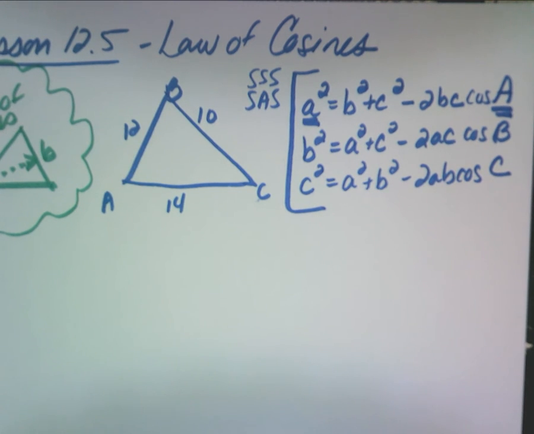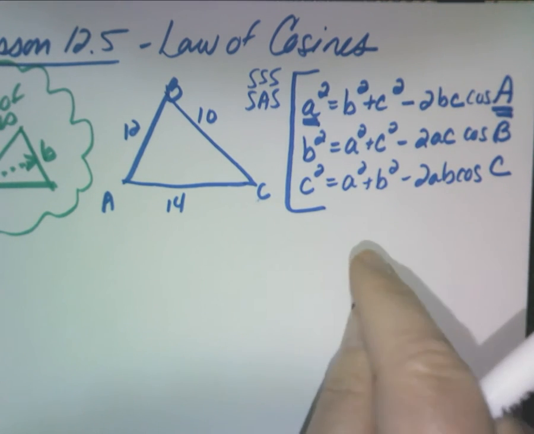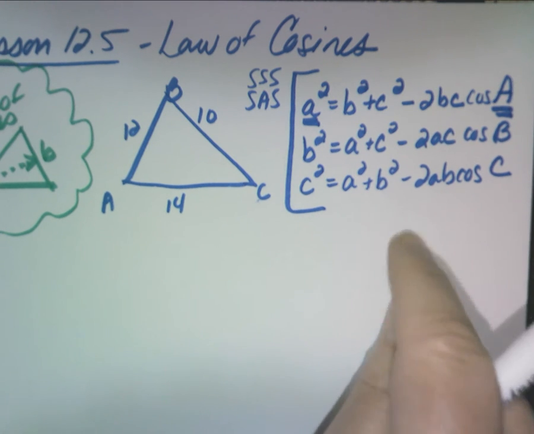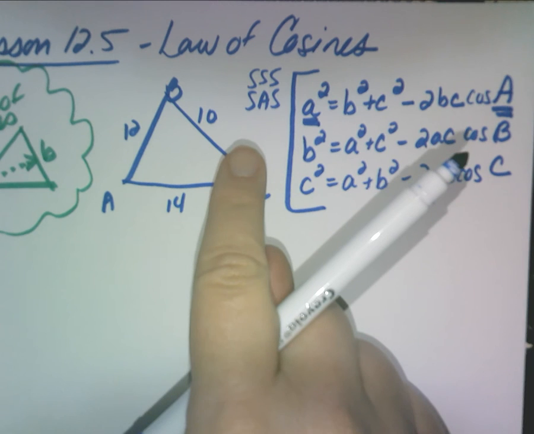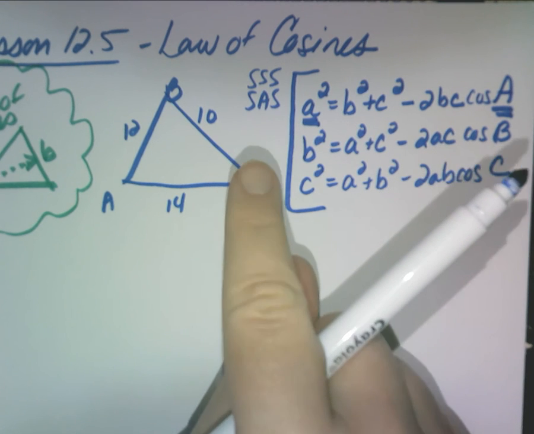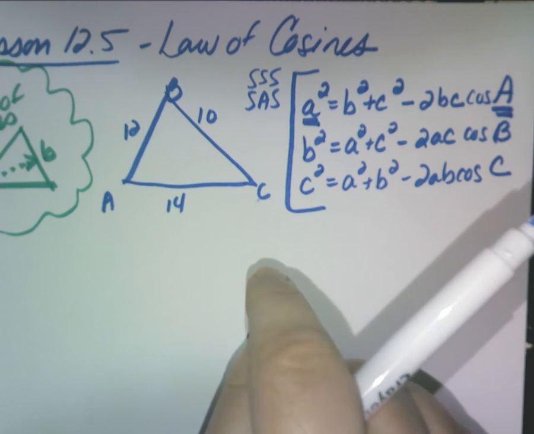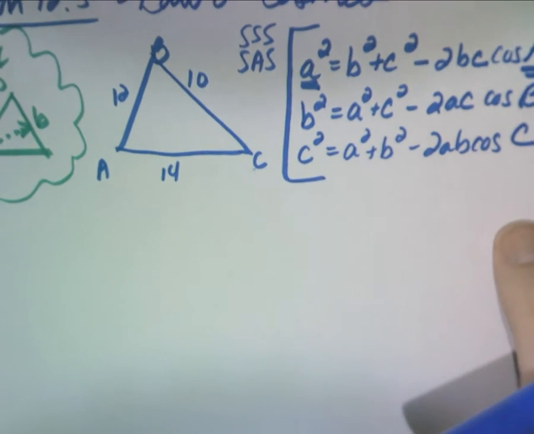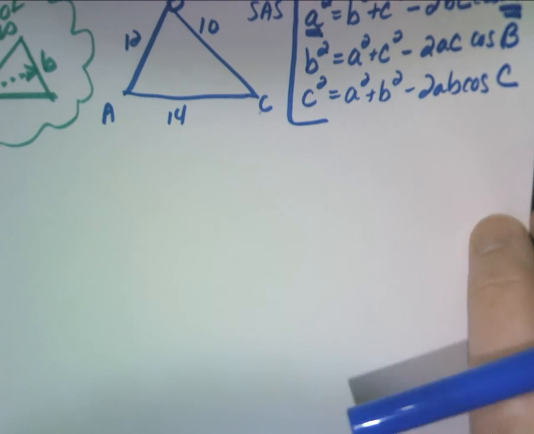If you know all 3 sides of a triangle, you could find any of the angles using law of cosines. Or if you have a side, an angle in between, and another side, you can use the law of cosines to find any other side or angle. All right, so we just have 2 examples, and then I'm going to talk about this case called the ambiguous case, and then we'll be done.